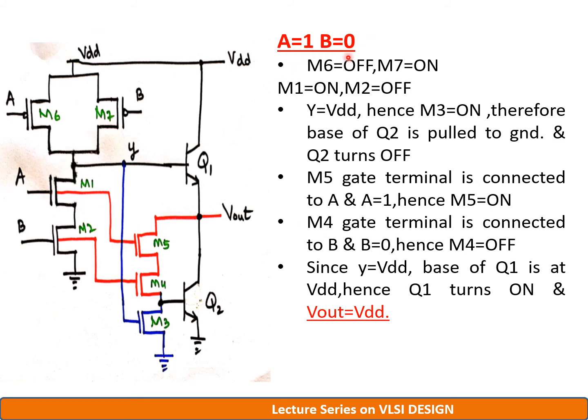When A is 1, B is 0, M6 is in off state, M7 on state, M1 on state, M2 off state, hence we'll get Y equals VDD. Since Y is VDD or logic 1, M3 will turn on and the base of Q2 will discharge to 0 and Q2 will go into off state. Since Y is VDD or logic 1, sufficient voltage is available at the base of Q1, hence Q1 will turn on and the Vout node will be charged to VDD.